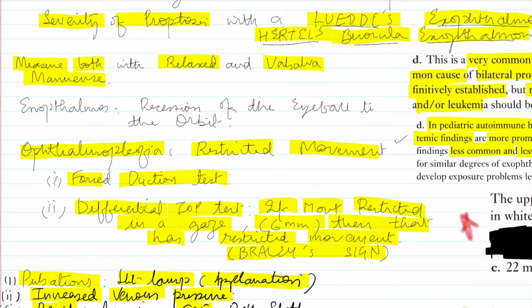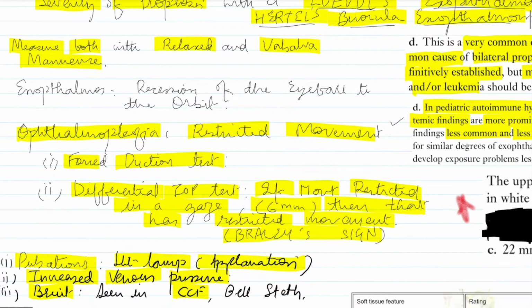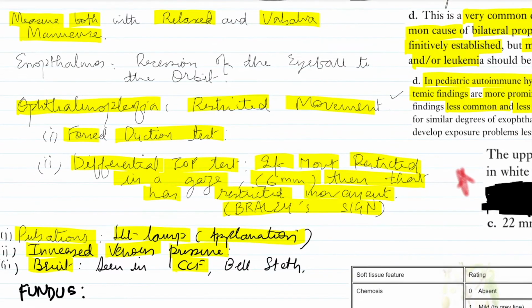Enophthalmos is when the eyeball has recessed into the orbit, the opposite of what exophthalmos is. Now coming to ophthalmoplegia, restricted movement of the eyeball could be characterized as an ophthalmoplegia. Whenever a patient presents with ophthalmoplegia, you're supposed to do a forced duction test to find out whether the ophthalmoplegia is due to a paralytic origin or whether the muscle has been captured.